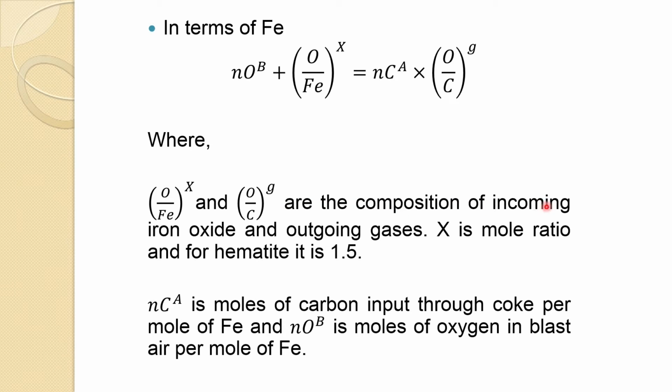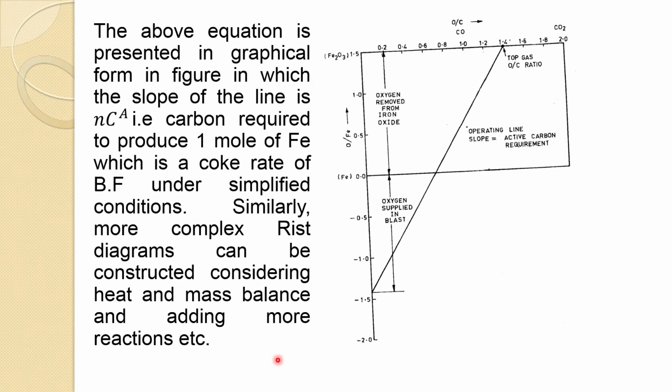This shows the composition of incoming iron oxide and outgoing gases. X is the mole ratio of oxygen to iron for the oxide, which is O over Fe; for hematite, Fe2O3, it gives 1.5. This is the mole of carbon input through coke per mole of iron which is needed, and this is the mole of oxygen in the blast air per mole of iron. So, all the calculations are based on per mole of iron, and the above equation is presented in graphical form for oxygen-iron ratio and oxygen-carbon ratio.